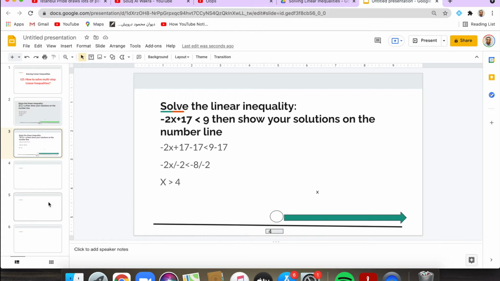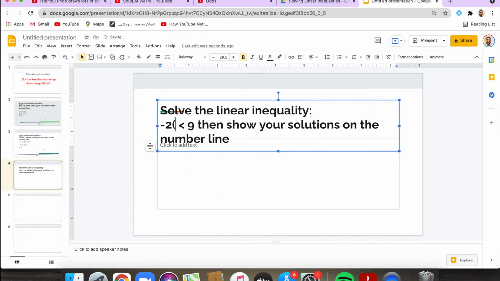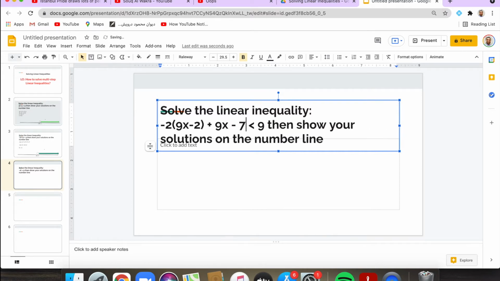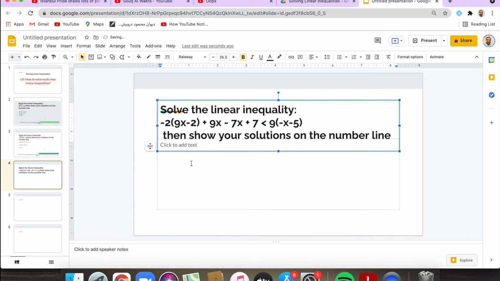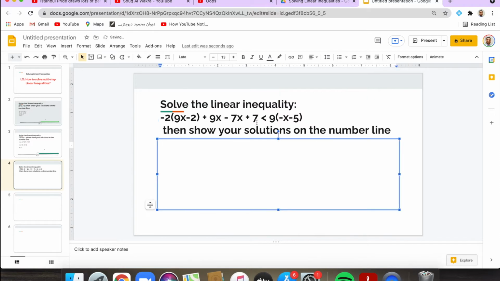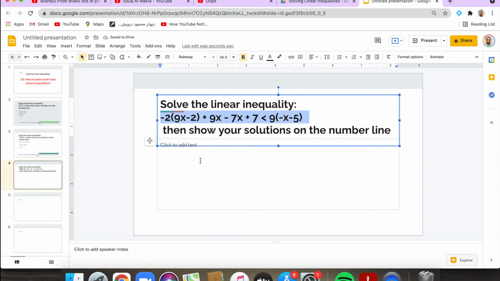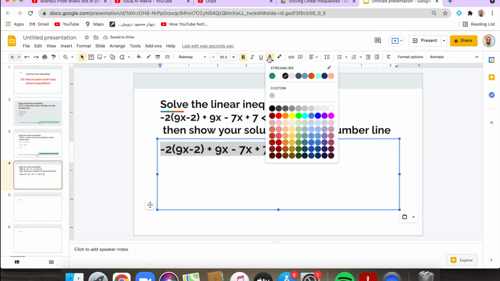Now this is a little bit complicated. What if it was very complicated, like you have x in both sides and you have brackets? What would you do? So let's say we have this question, 9x minus 2 plus 9x minus 7x plus 7, then on the other side I have 9, then open bracket, negative x minus 5. So I have x in both sides. Don't worry, this is not complicated. So I will start with copying this and pasting it here. Now, this is the question, right?